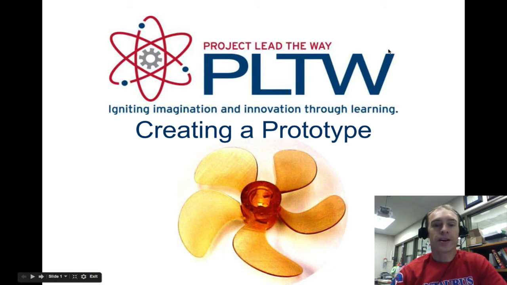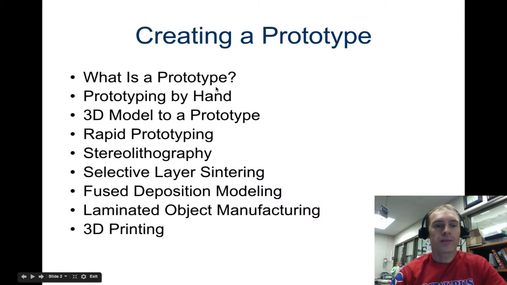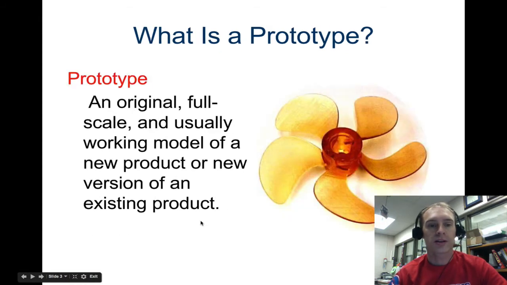Today we're going to take a look at how we create prototypes. So first, these are the things we're going to look at. What is a prototype? Prototyping by hand, 3D model to a prototype, and then some different kinds here. Rapid prototyping, stereolithography, selective laser sintering, fused deposition, laminated object manufacturing, and then just another type of 3D printing. So we'll take a look at each of these.